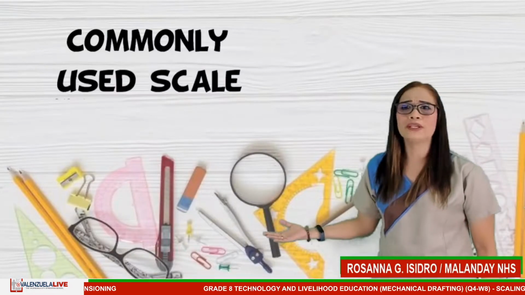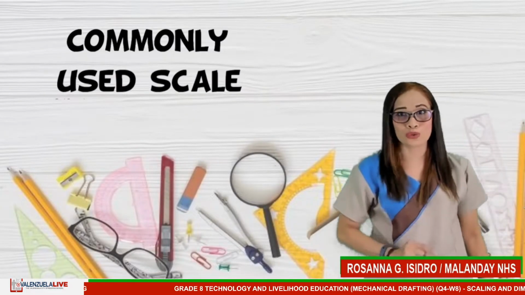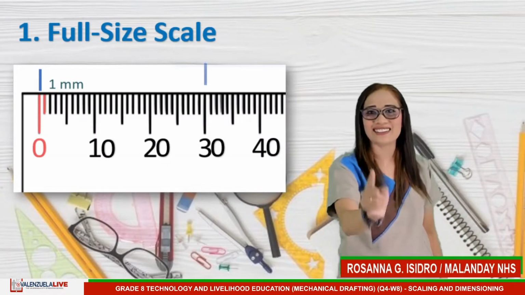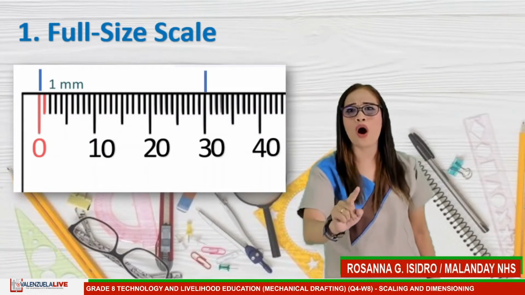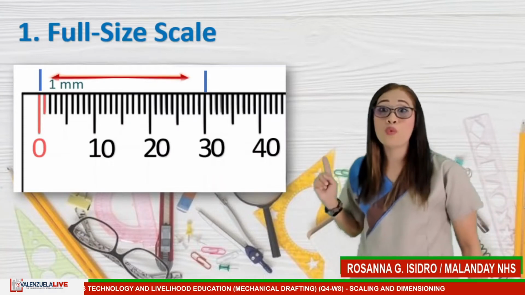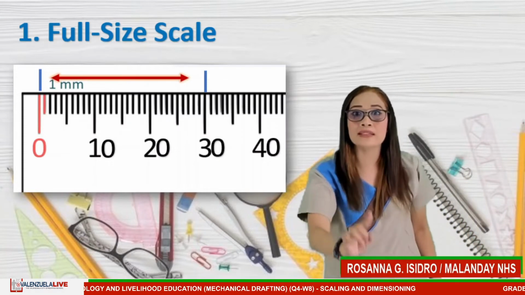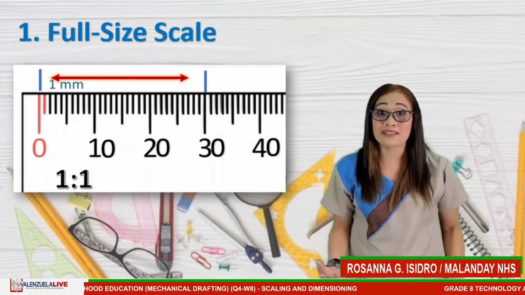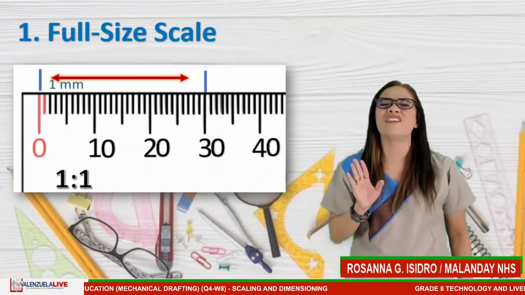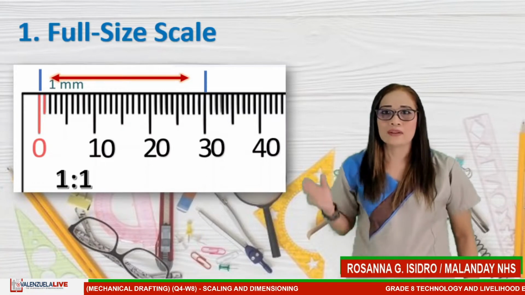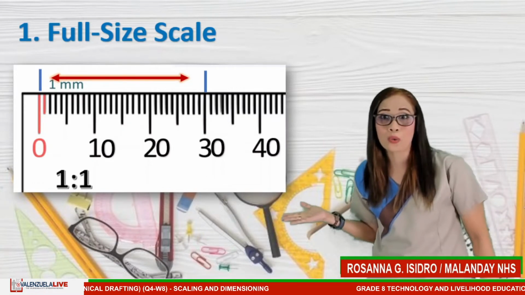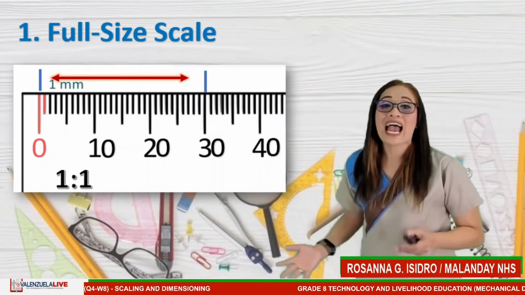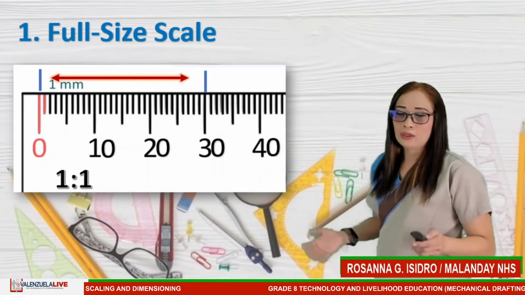There are commonly used scales. Those are, number one, full size scale, which has a ratio of 1:1. This means that 1 millimeter on the drawing represents 1 millimeter of the actual object. The views on the drawing paper are the same size as those of the actual object.